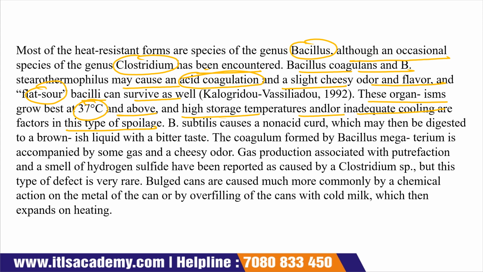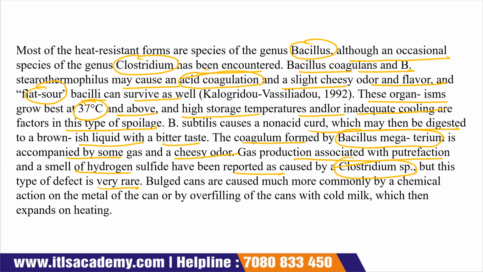Bacillus subtilis may also cause a non-acid curd which may then be digested to a brownish liquid with a bitter taste. The coagulum formed by Bacillus megaterium is accompanied by some gas and a cheesy odor. Gas production is also associated with putrefaction, and a smell of hydrogen sulfide has been reported, caused by Clostridium species, but this type of defect is very rare.